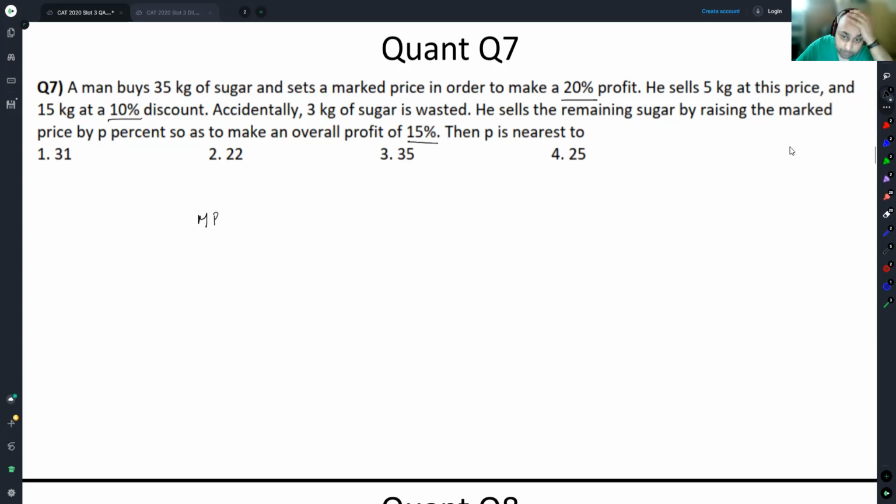So I'm going, let the MP be 60, CP will be 50, quantity is 35. So far so good.